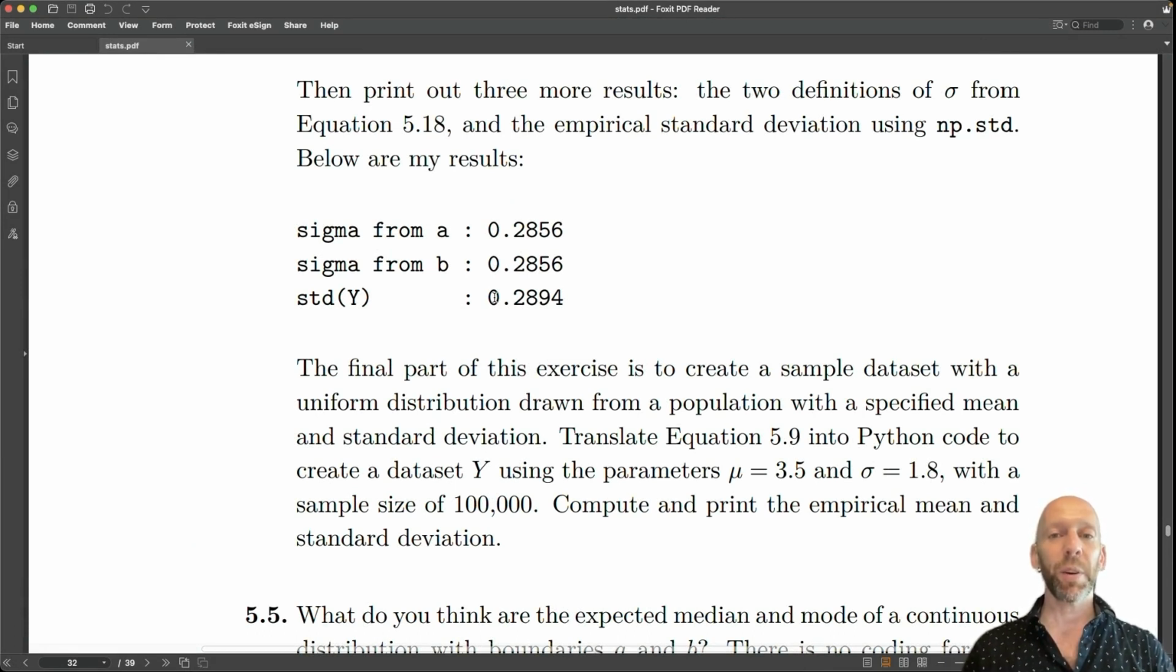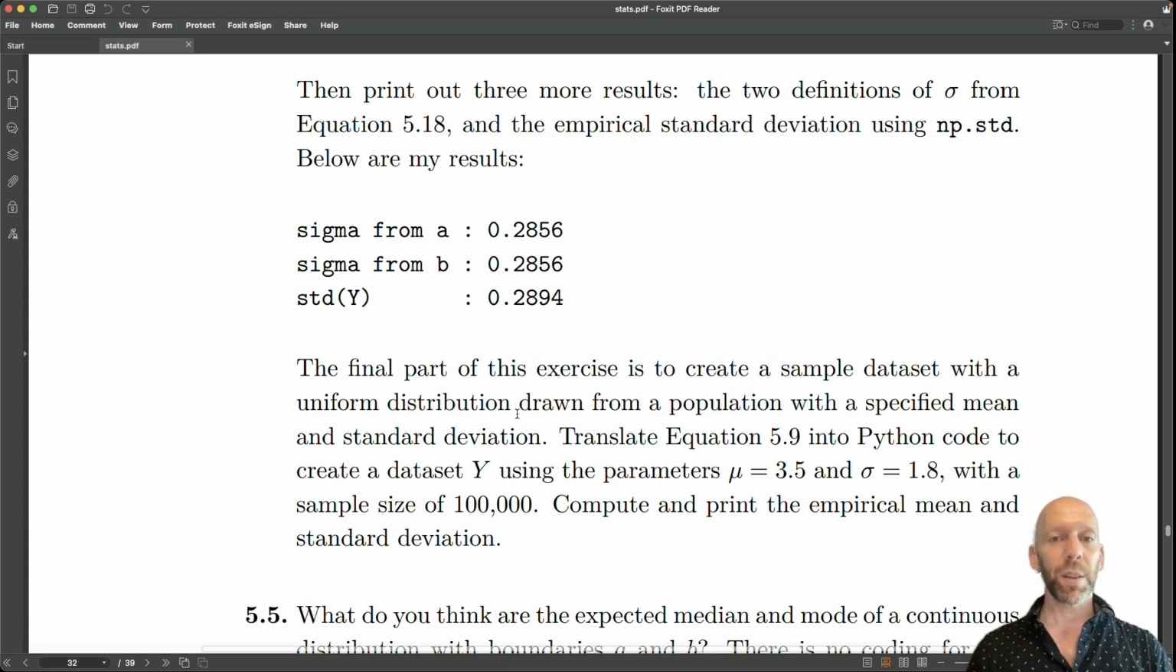And this is if you want to create a sample data set with a uniform distribution where you don't specify the two boundaries. Maybe you don't care about the two boundaries. What you want to specify are the mean and the standard deviation of the uniform distribution instead of worrying about the boundaries A and B. So you start by translating equation 5.9 into Python code, set the parameters. These would be the population parameters, mean of 3.5 and expected standard deviation of 1.8 and a sample size of 100,000.